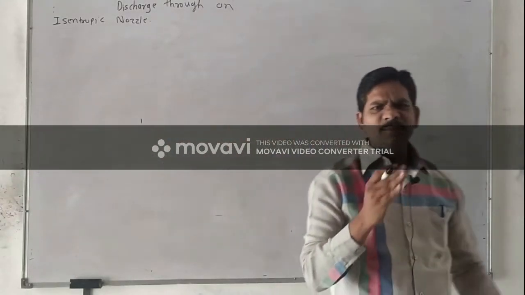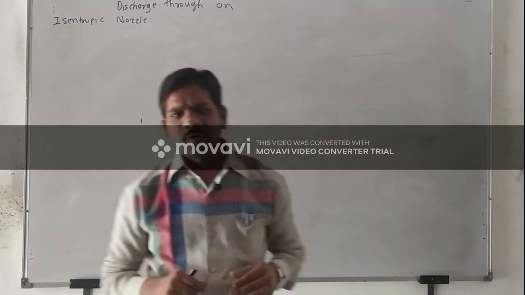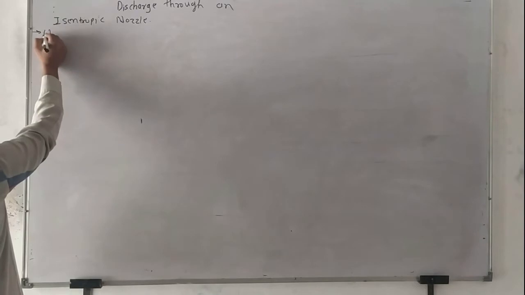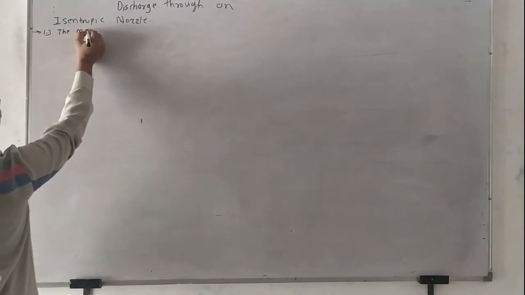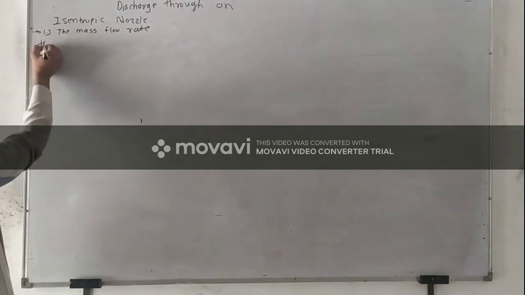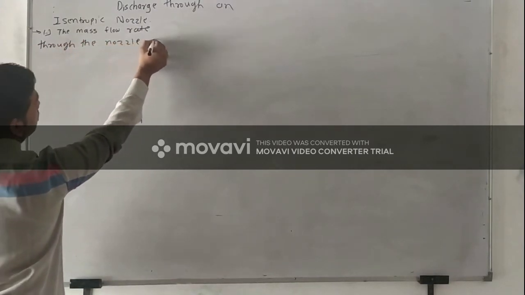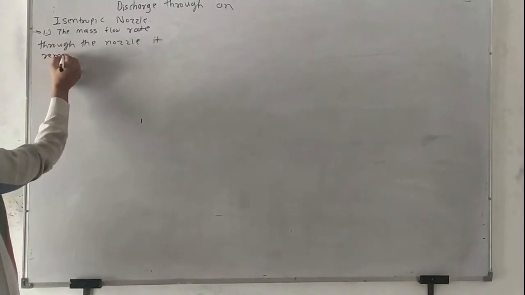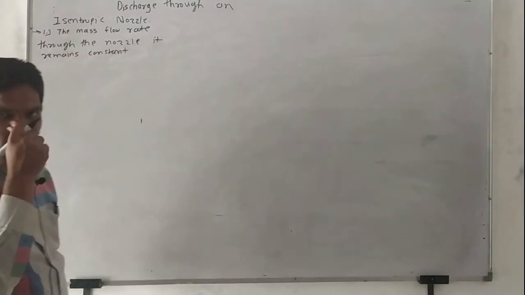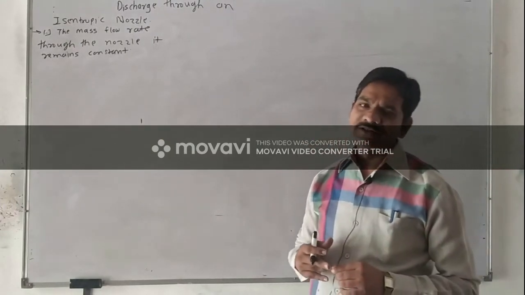Discharge means the mass flow rate through the nozzles. So we know that the mass flow rate remains constant in a nozzle. This is our first point. So the mass flow rate through the nozzle remains constant. Yes or no? Yes. So we have to consider a convergent and divergent nozzle diagram.